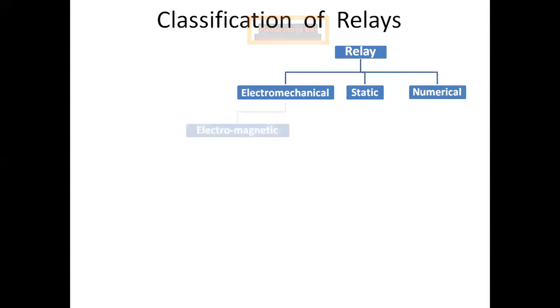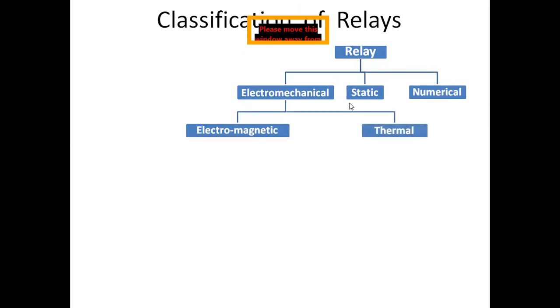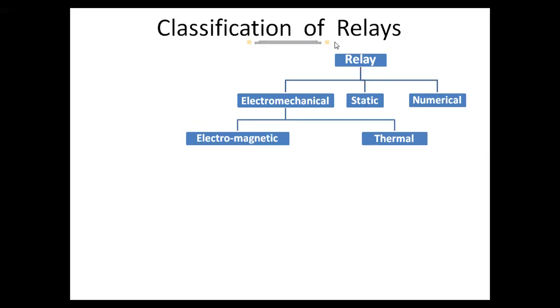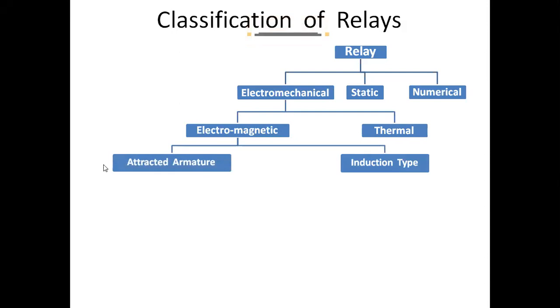Now the electromechanical relay can be categorized into different categories. The first one is called electromagnetic, which is mainly based on the electromagnetic phenomenon. The second one is the thermal relay. I'll discuss all these types of relay in detail. The electromagnetic relay is again categorized into two categories: attracted armature type and induction type relay.